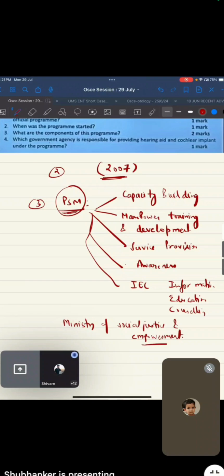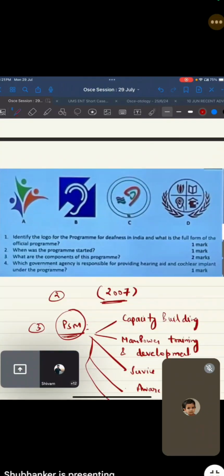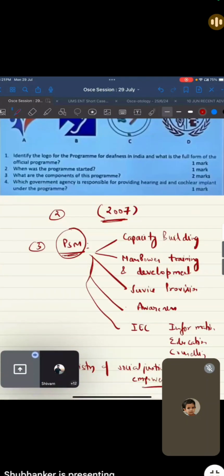ADIP is the criteria, I think so. Yeah, ADIP is the criteria. Okay, so moving ahead, please remember these two.